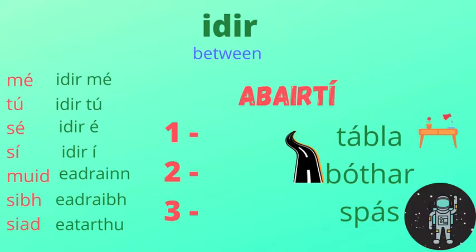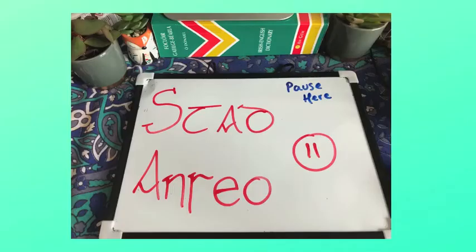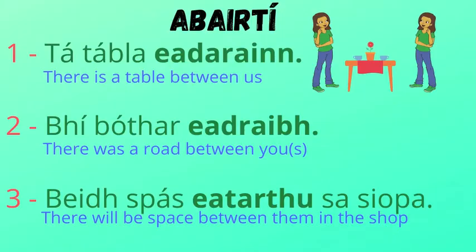So if you're doing your abairtí now, I'd like you to use tábla, bóthar, and spás, which means space, as in up in space, but also a space between people. So pause here to do your sentences, or here are mine.